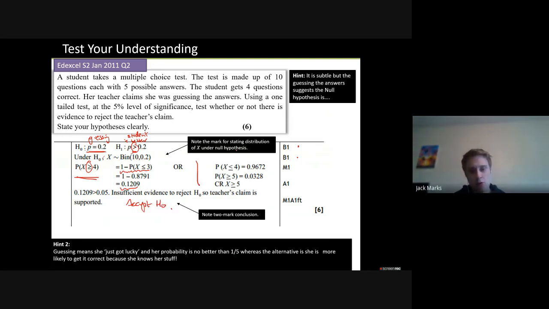An alternative approach, and you should make sure that this makes sense as well, probably use the list mode on your calculator to do this one, is you would find that the critical region is values of 5 or more. Okay, values of 5 or more. And 4 is not in that critical region. So in other words, we'd still accept the null hypothesis. So these are the two different ways that you could have answered the question.